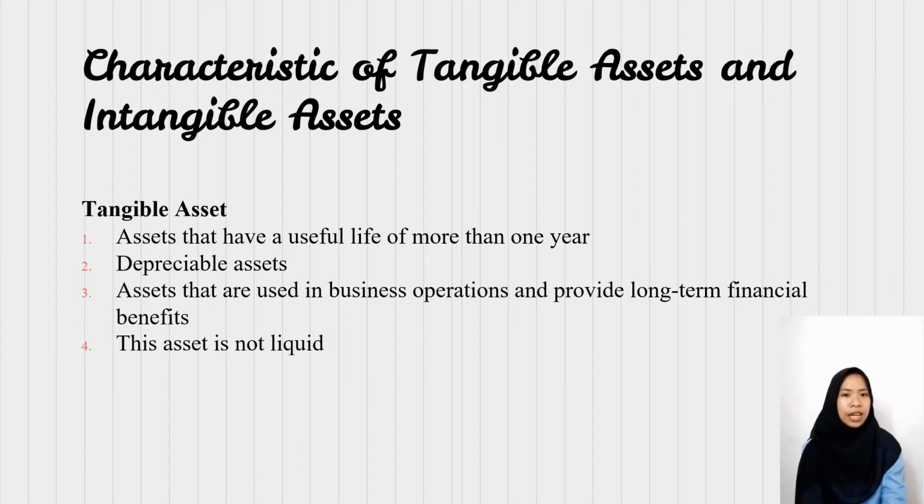This type of asset is used by companies to produce goods and services and generate income. They are not sold to a customer or held for investment purpose. 4. This asset is not liquid. Tangible assets are non-current assets on the company's balance sheet and cannot be easily converted into cash.